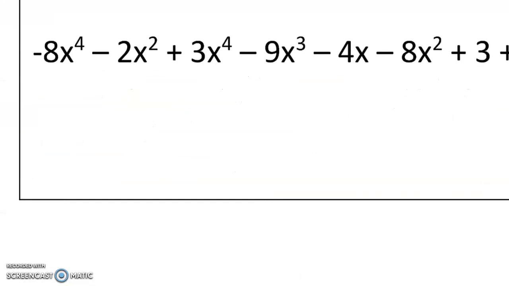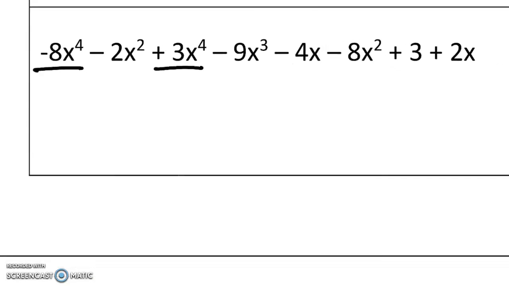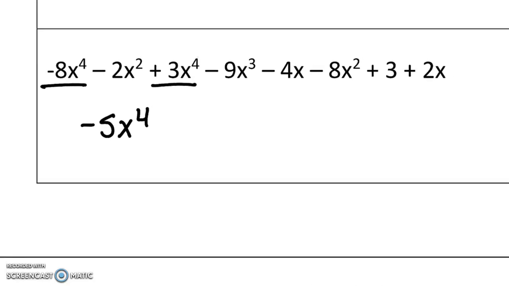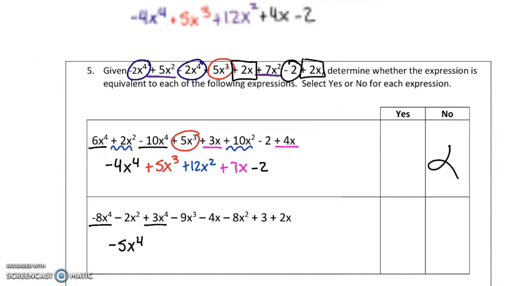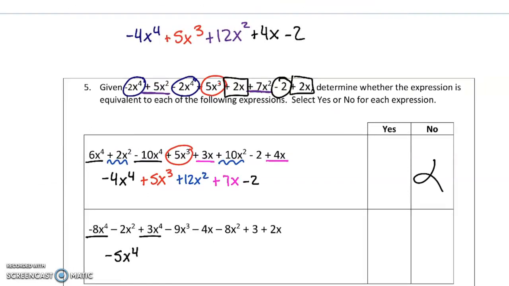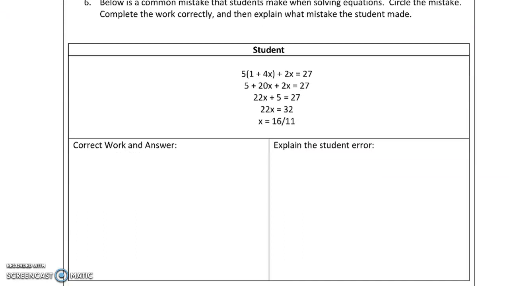Going through again. What do I start with? Negative 8x to the fourth. Is there another fourth? Plus 3x to the fourth. What do I get? You can already tell me what? I can already tell you it's not the same. It already doesn't match because the negative 4 and the negative 5 don't match. Could I have solved this whole problem? Yes. Did I have to? So it is no.